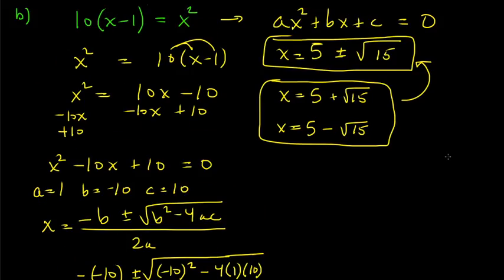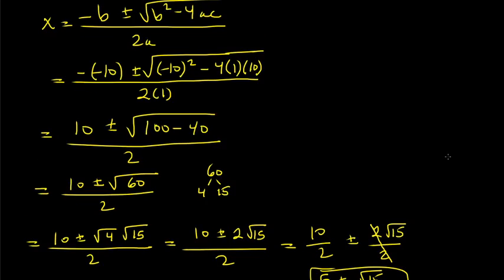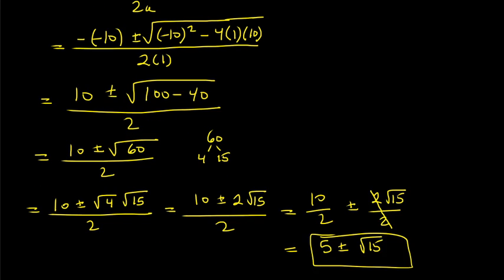All right. One thing you have to be careful of, and unfortunately I see too many people do this, is that they like to cancel the 2's here. If you do that, you're going to get it wrong, right? You're going to get 10 plus or minus the square root of 15. But it's not 10, is it? It's 5, right? You have to divide the 10 by 2 as well, which is why I prefer to split them up like this before you start canceling, right?